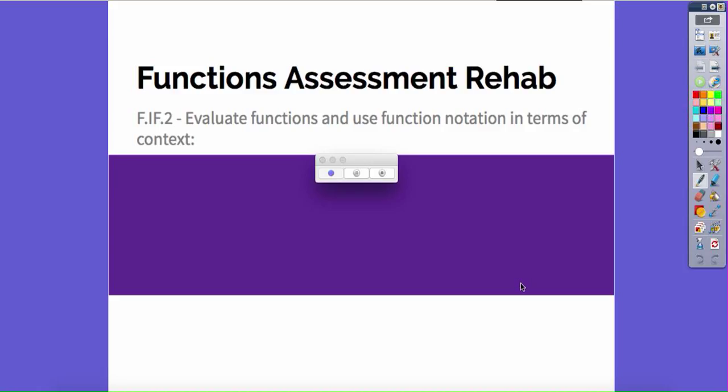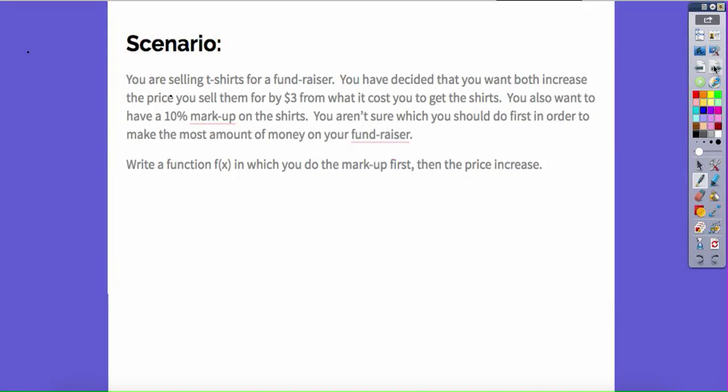All right, this video is going to talk about writing functions and using function notation in terms of context. So here's a scenario. You're selling t-shirts for a fundraiser. You have decided that you want to both increase the price that you sell them for by $3 from what it costs you. You also want to have a 10% markup. So you've got two different things happening here, a markup and just a price increase.